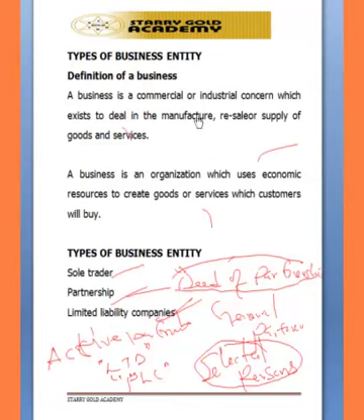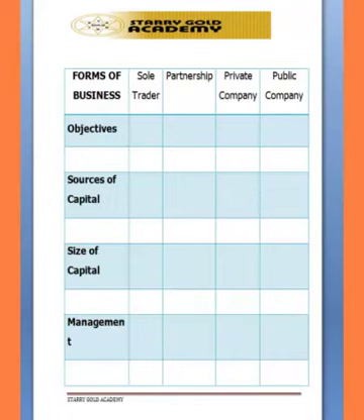Okay, so let's quickly summarize these forms of business ownership by looking at the table. Now we have forms of business ownership: the sole trader, the partnership, the limited liability company, then the public company. Now let's start by looking at the objective. What is the objective? All of these forms of business ownership we've mentioned are there to maximize profit. So profit maximization.